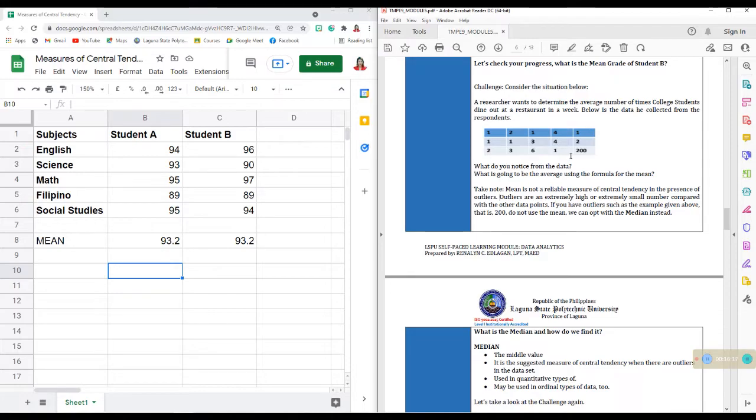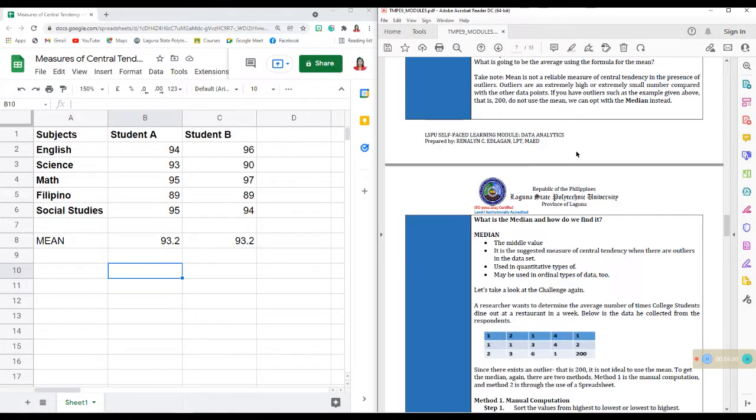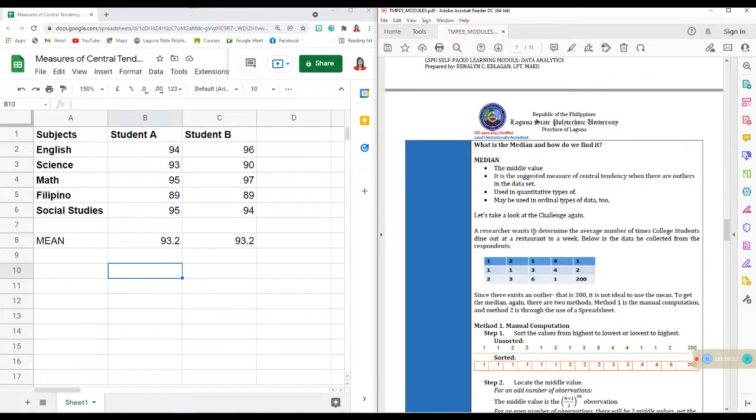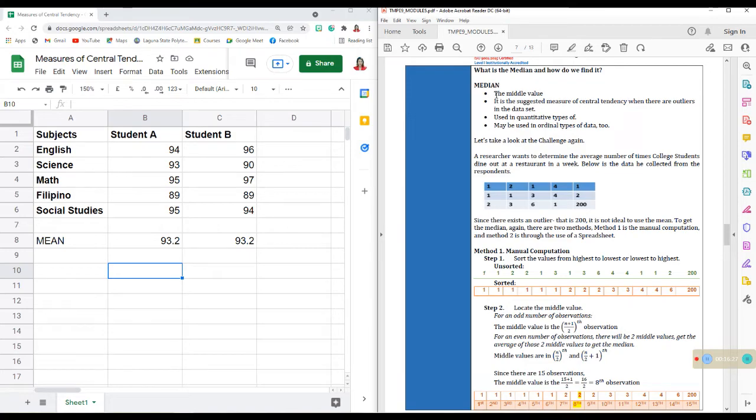So, moving on, sabi nga natin kung may outlier, ang suggested, gamitin si median. Okay, so ano naman si median and how do we find it? Si median, gitnang-gitna. Si median naman, middle value. So, it is the suggested measure of central tendency when there are outliers in the dataset. And this is used in quantitative types of data. Sorry, naputol ko. This should be used in quantitative types of data.